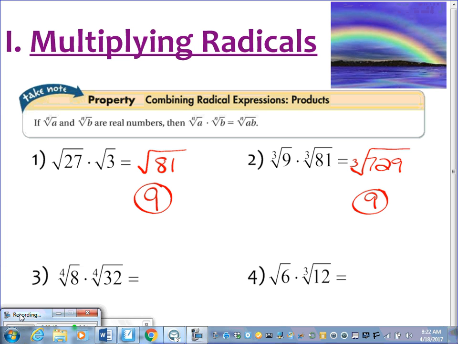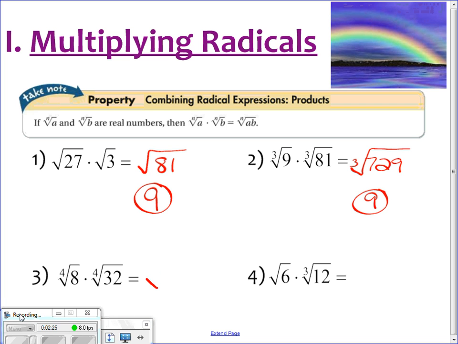All right, number three, fourth root of 8 times the fourth root of 32. So again, multiply them first. 256. Okay, so we get the fourth root of 256. And then, is that perfect? It is, 4. So sometimes when you're working through these, you have two roots that to start with weren't something pretty that you could work with. Once you multiply them, it turns into something perfect. It's a lot easier to simplify.